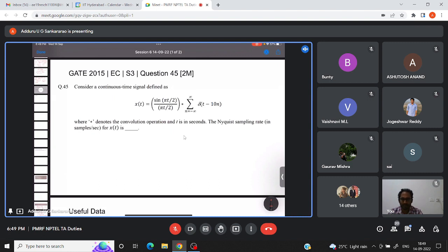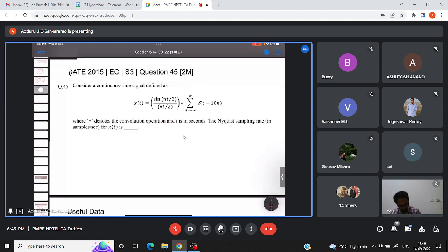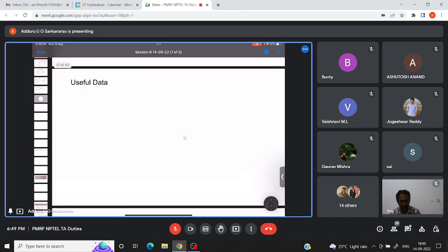So the problem is, a continuous time signal is given, and we need to find out the Nyquist sampling rate. How to find out? I think you can refer to my previous lectures.